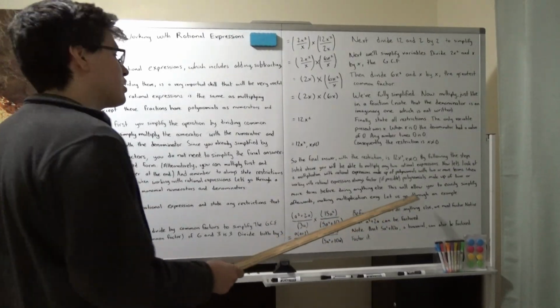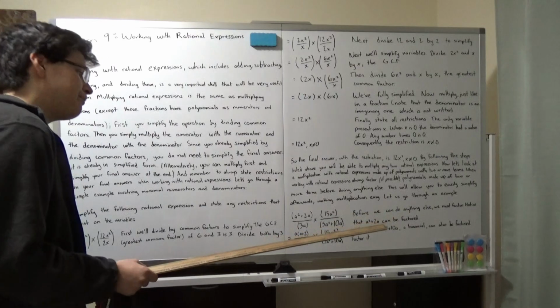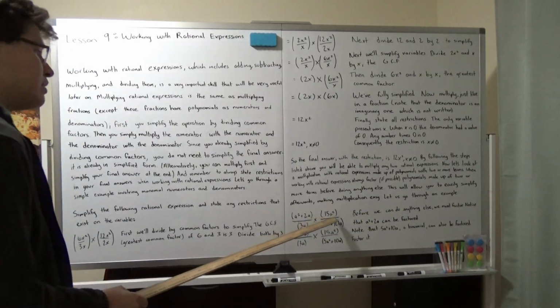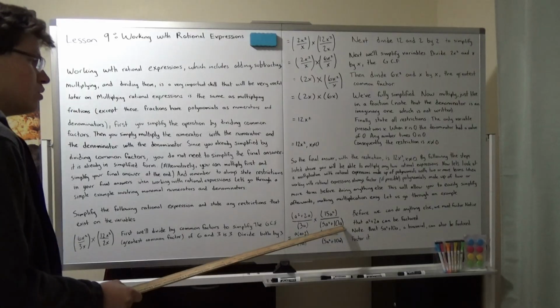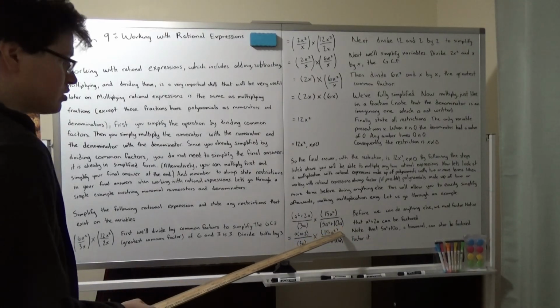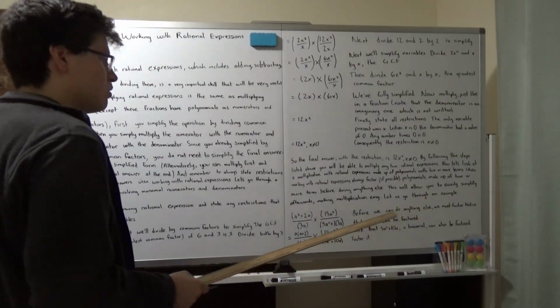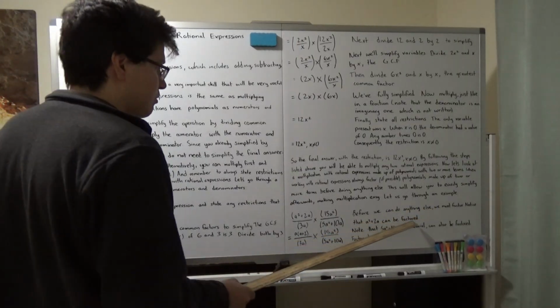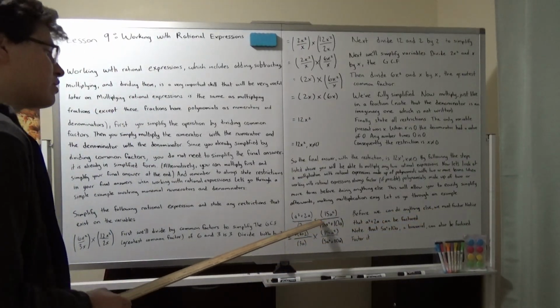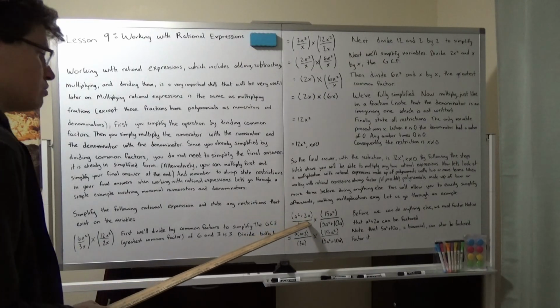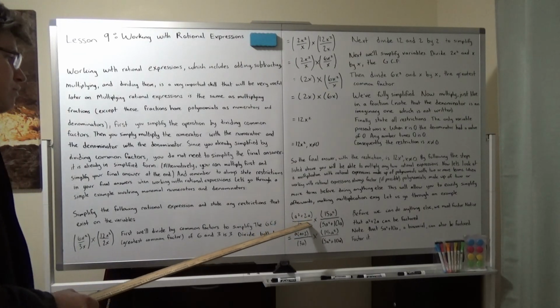Let us go through an example. A squared plus 2a divided by 3a times 15a squared divided by 5a squared plus 10a. Before we can do anything else, we must factor. Notice that a squared plus 2a can be factored. It's a polynomial with two or more terms, and it can be easily factored.